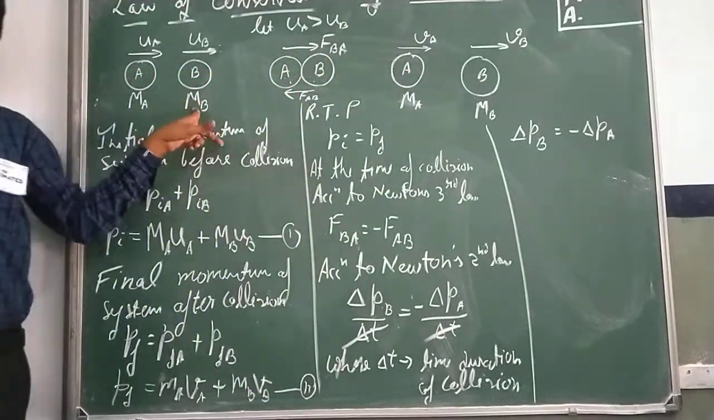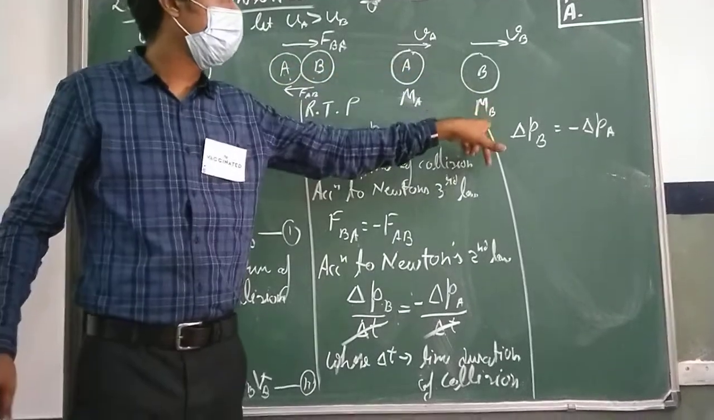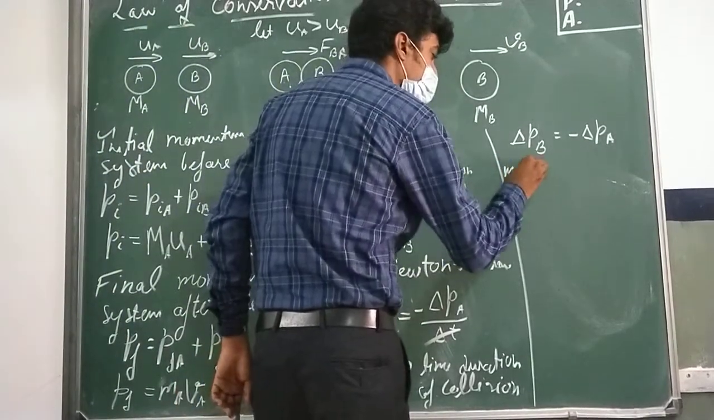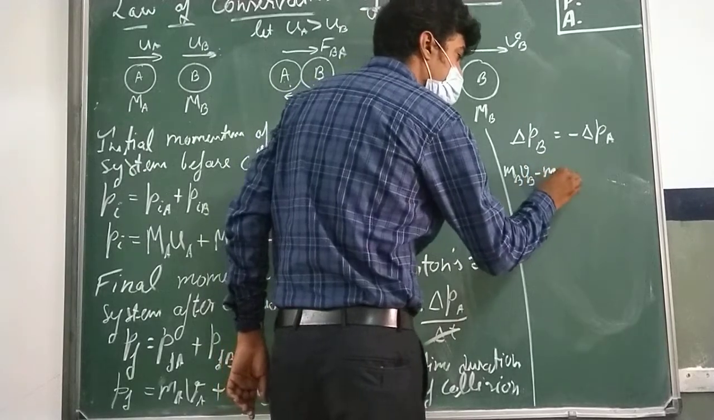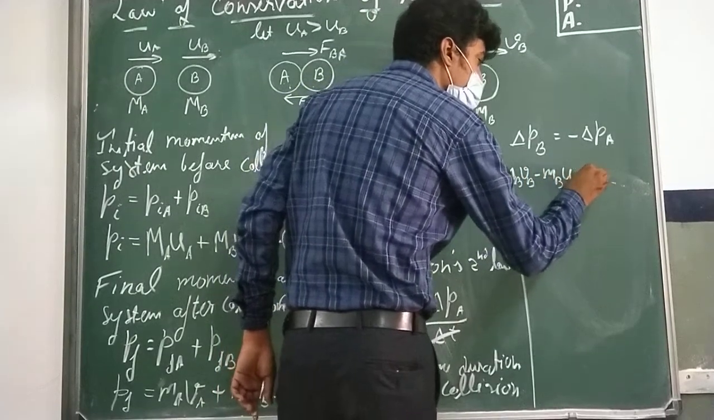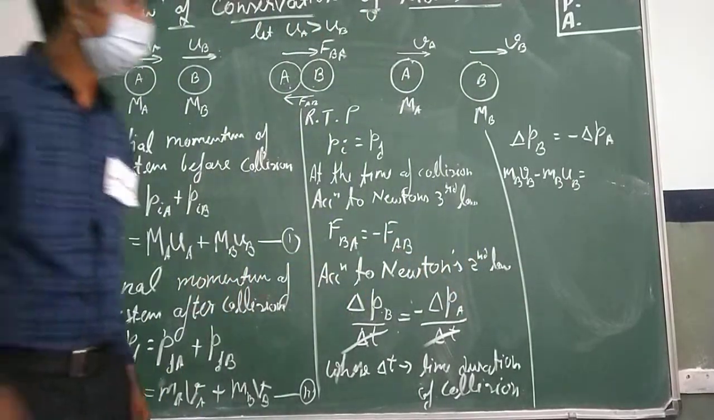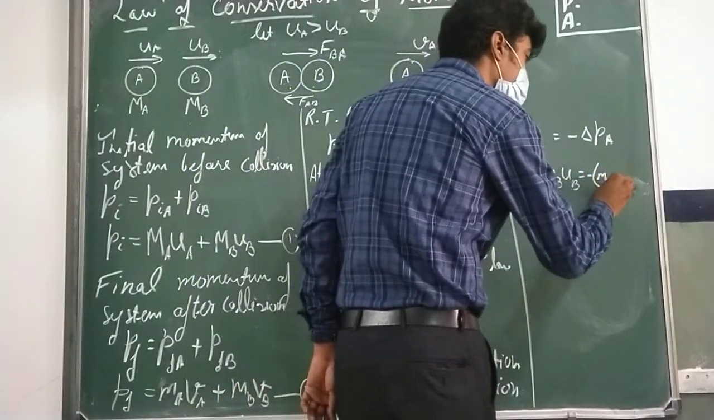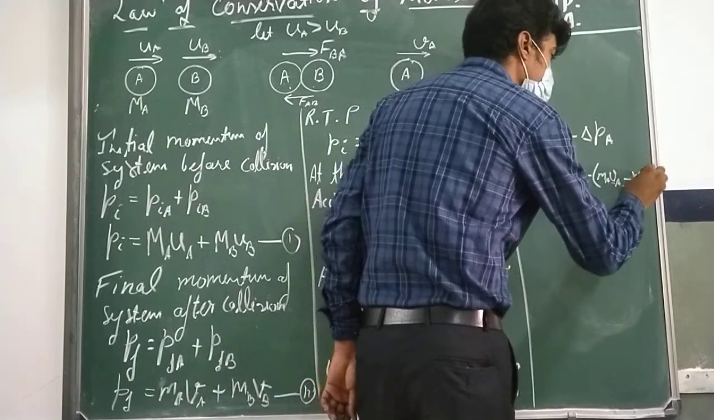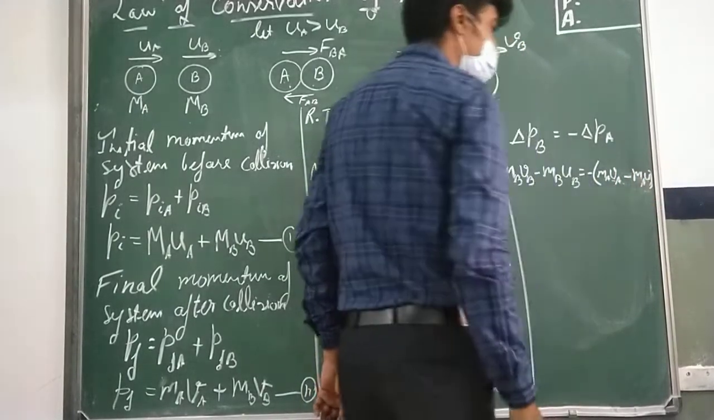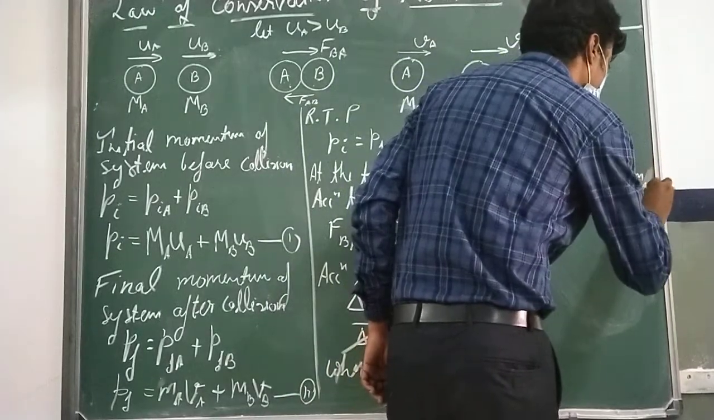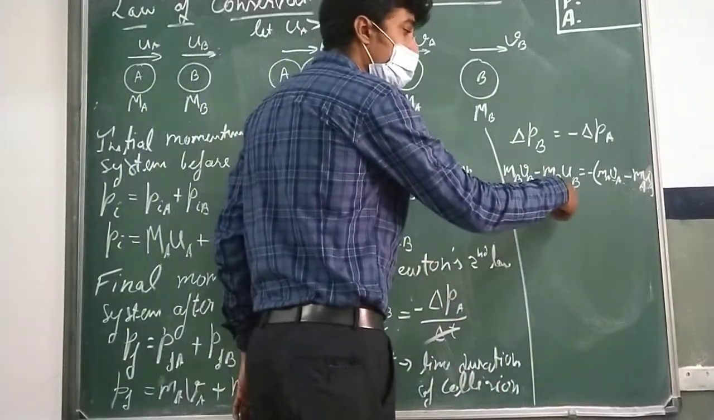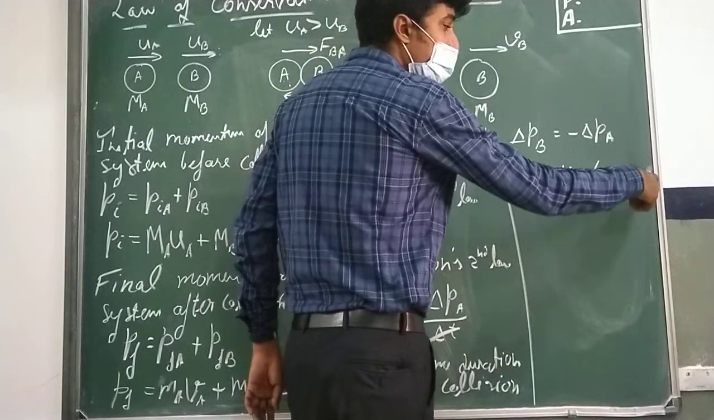What is the change in momentum of B, beta? Initial momentum is MB into UB and final momentum is MB into VB. So change is how much? Final minus initial. That can be given by MB VB minus MB UB. Yes or no? Any problem here? Just put the negative sign. Change in momentum of A is MA VA minus MA UA. Yes or no? So in this case, MB VB minus MB UB equals minus of MA VA minus MA UA.